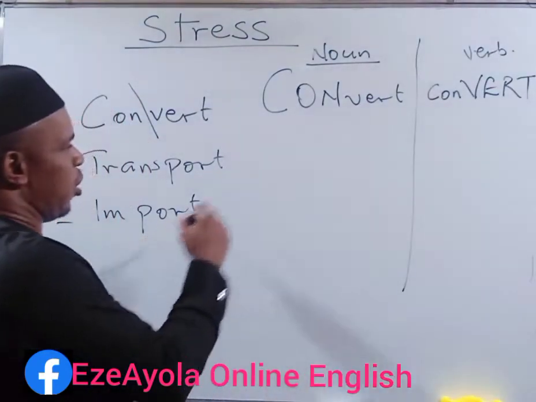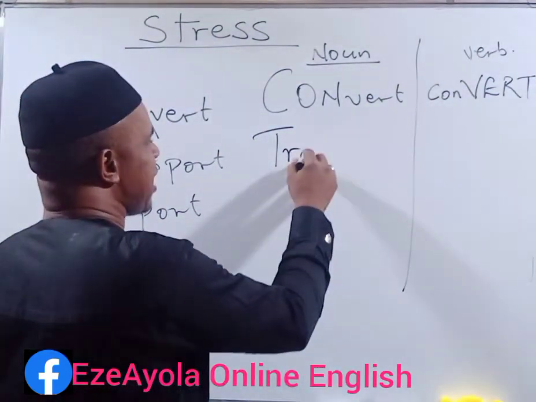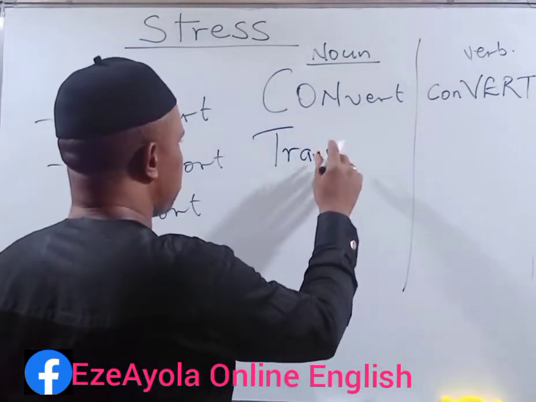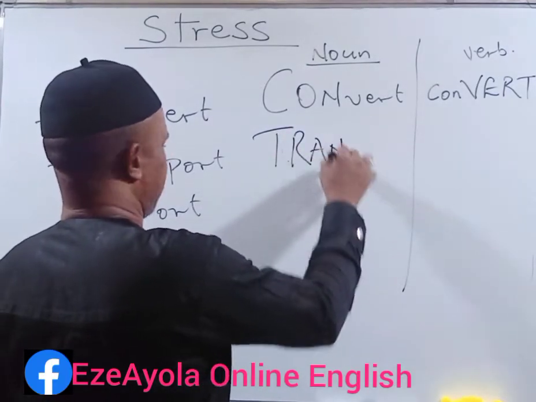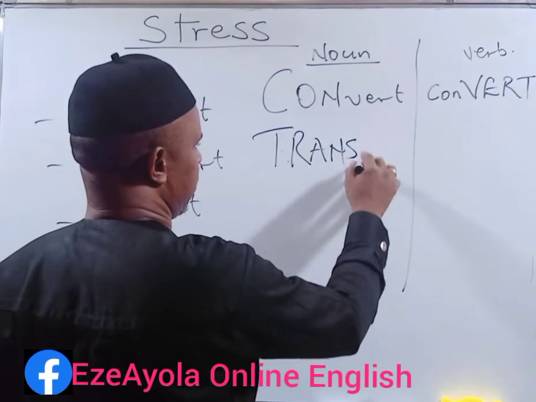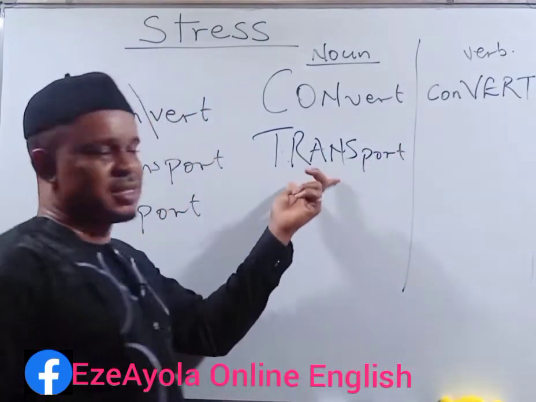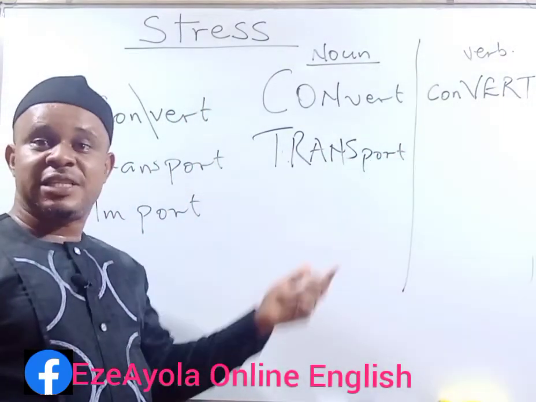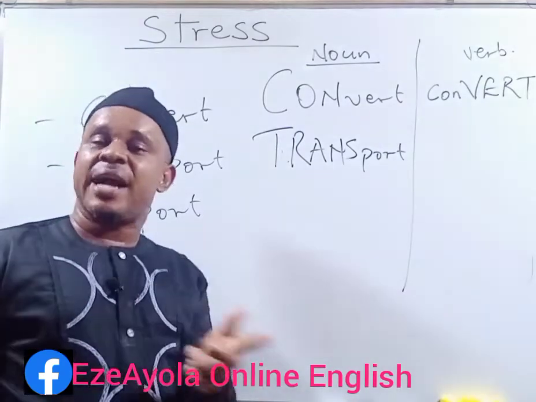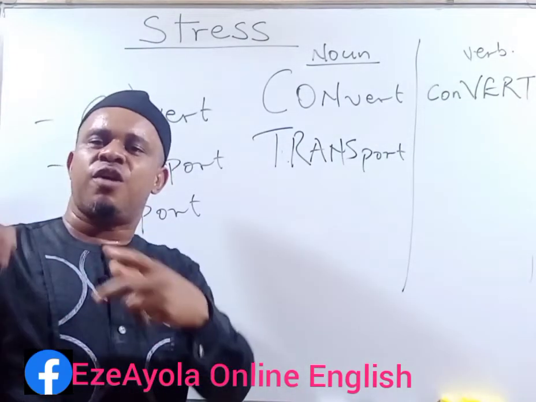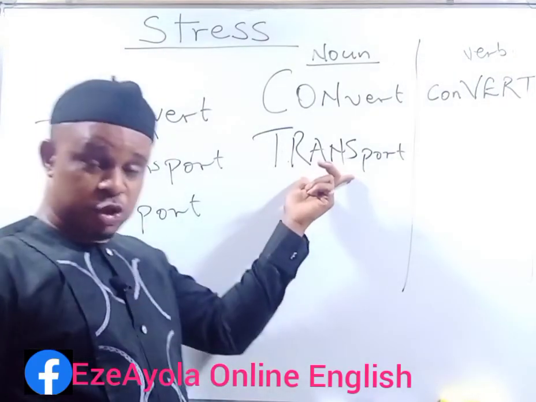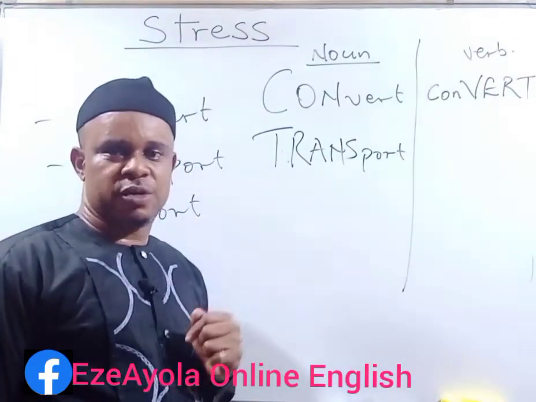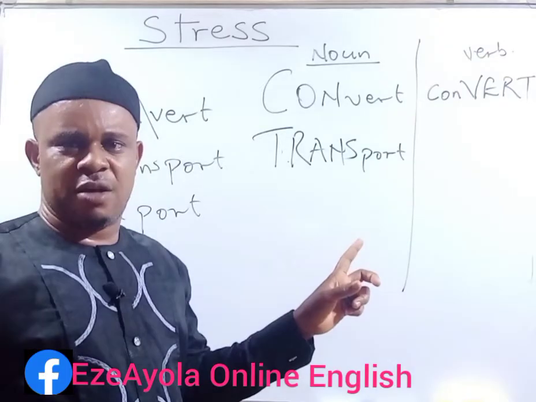Okay, the second one, we have it to be what? Transport. Transport, sorry. The stress, because it is here on the first syllable, we have it something like this: transport. That's a name. Name of an activity. The action of transport, all right? The activity of transport is what we call transport, all right? How do we even pronounce it?